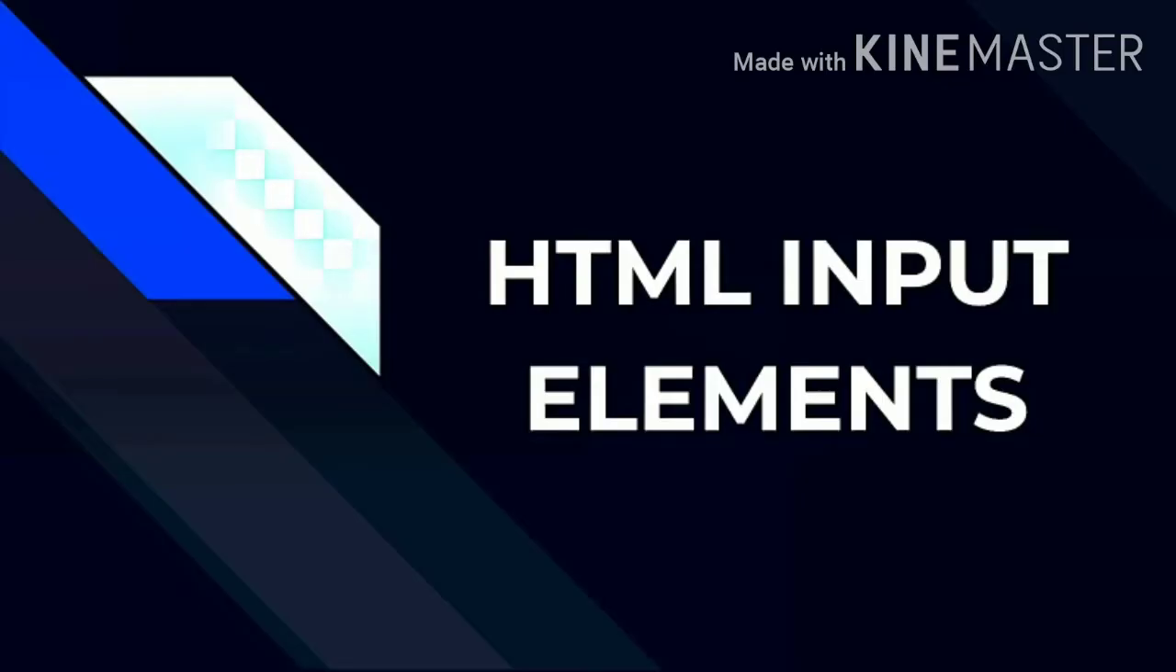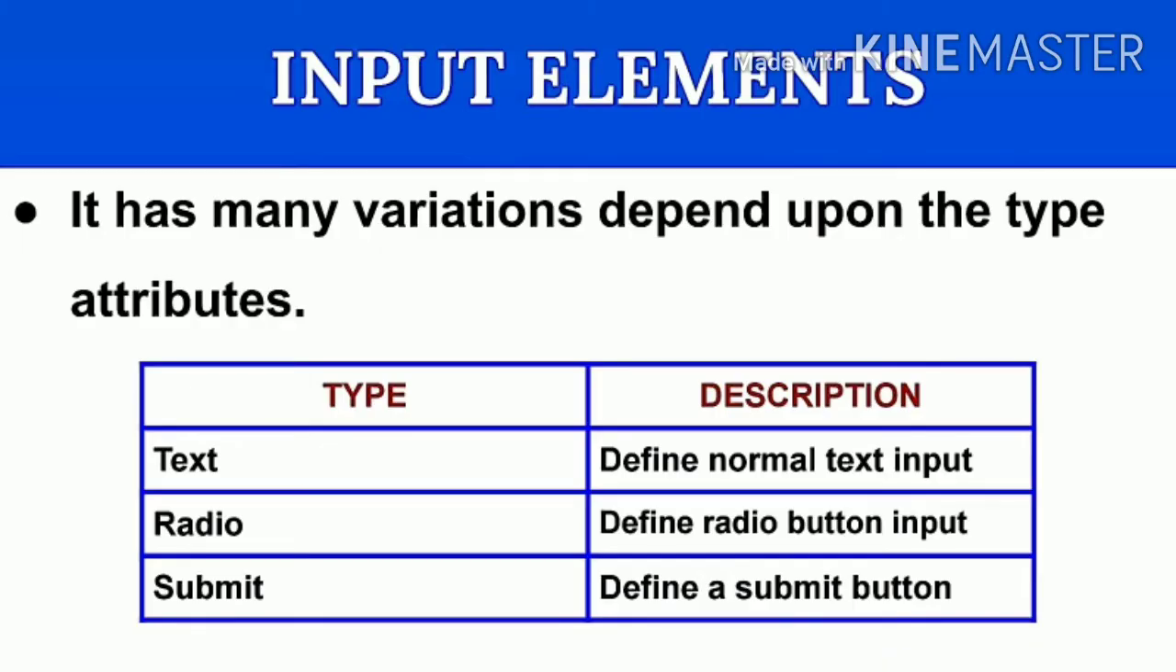The HTML input element is the main element of the form. Without using these elements, a form cannot be made because most of the information is included in the input elements. As you can see, in the input element, different types of attributes are used according to their requirement. For example, if you want to write text, then you can use the text input. The type of the input must be text.